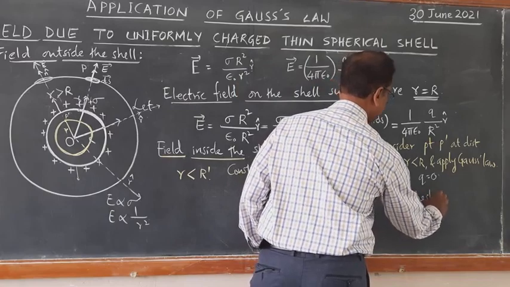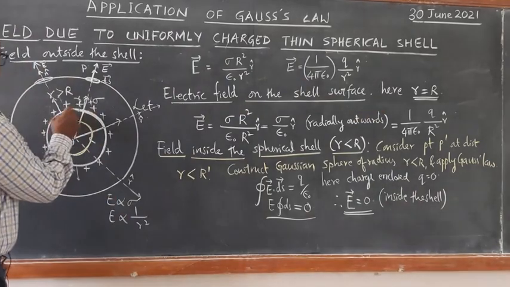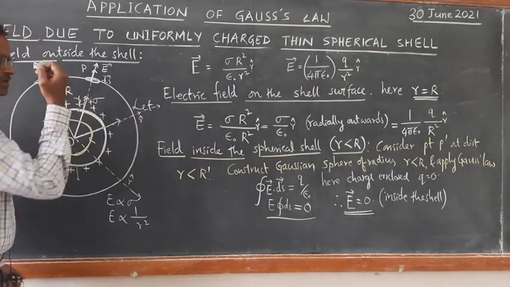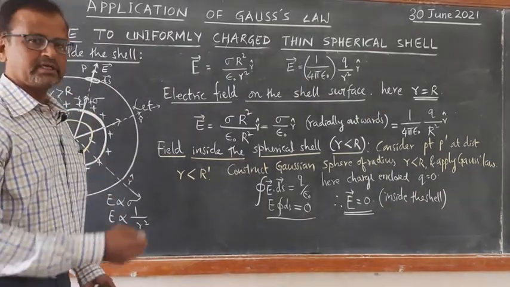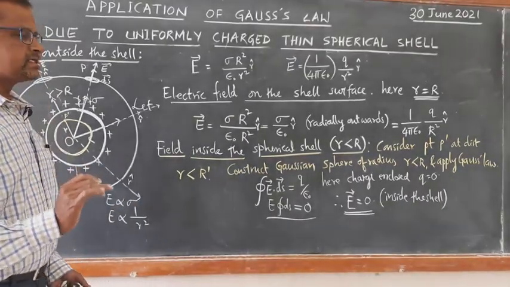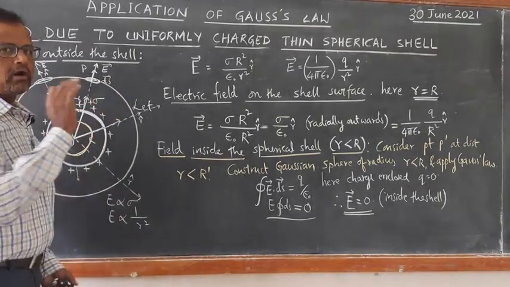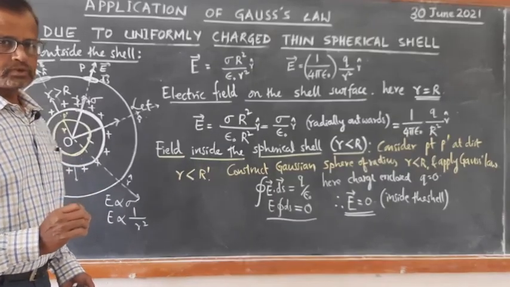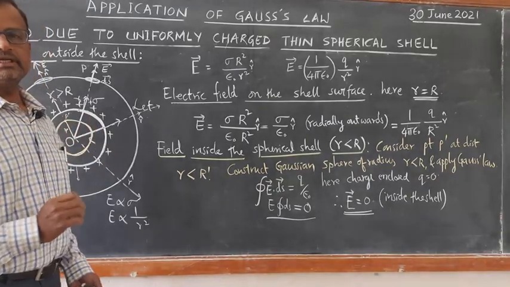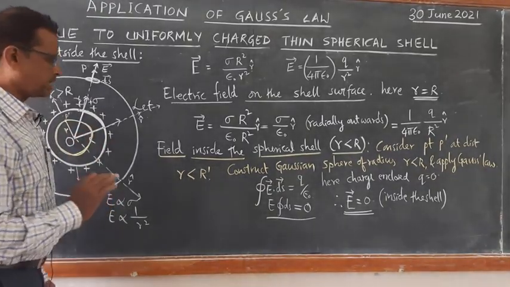So at every point inside the shell, the electric field is 0. This is a very interesting result. Therefore, a non-zero electric field exists only outside the shell and on the surface of the shell. So the electric field is 0 inside the shell. This is how we calculate and conclude.